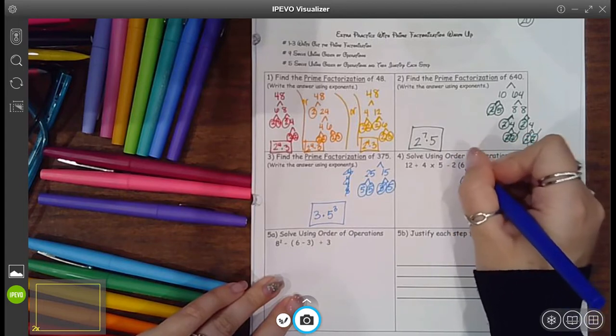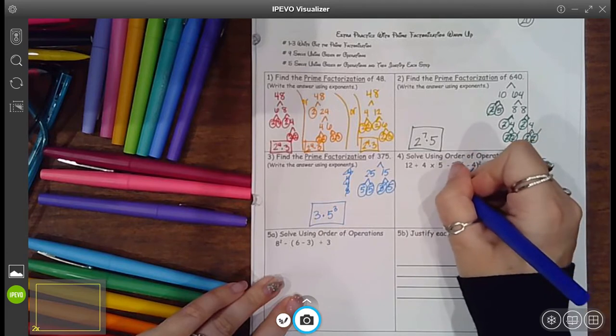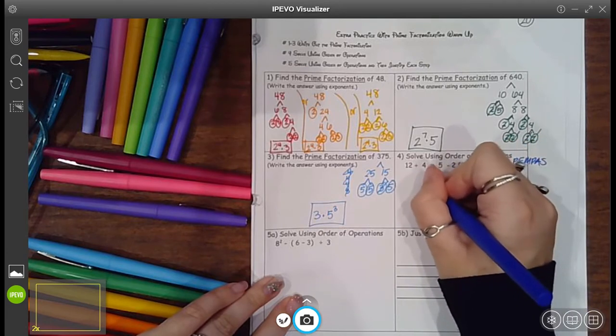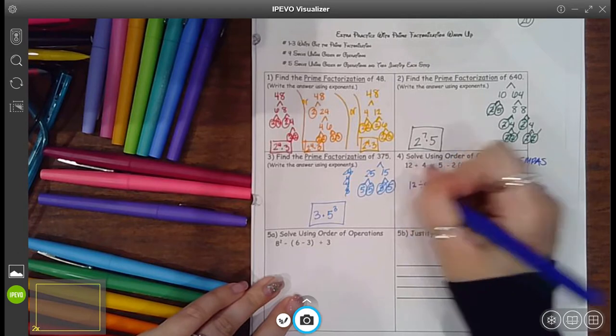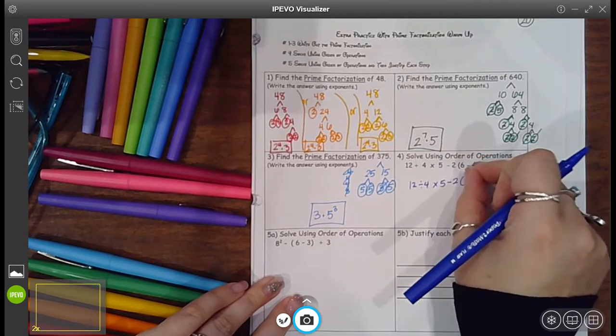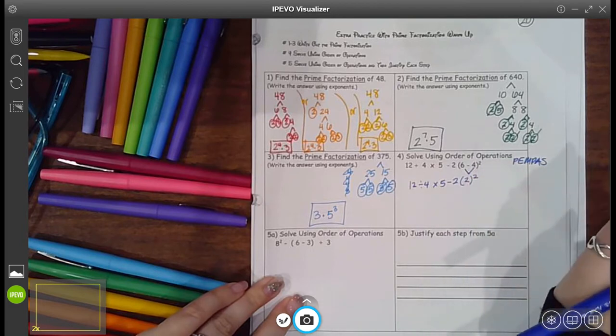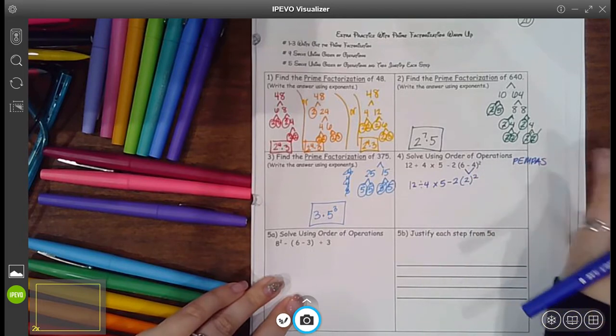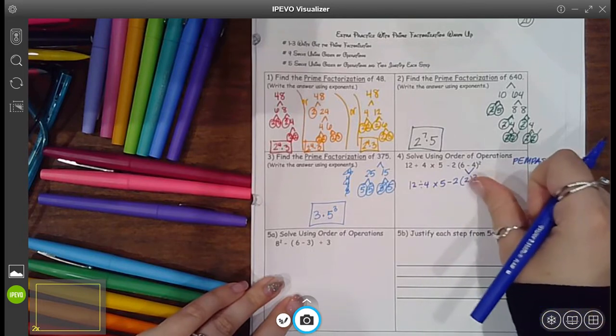Now the 6 and 4 are gone, but I'm going to bring everything else surrounding it down. Okay, are there any more parentheses, meaning things that need to be simplified within the parentheses down to a single number? No. Do you see any exponents? Yes, right here, 2 squared.